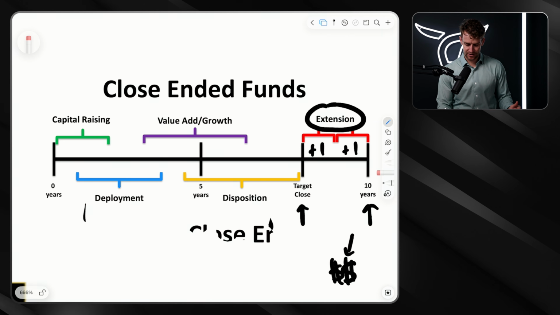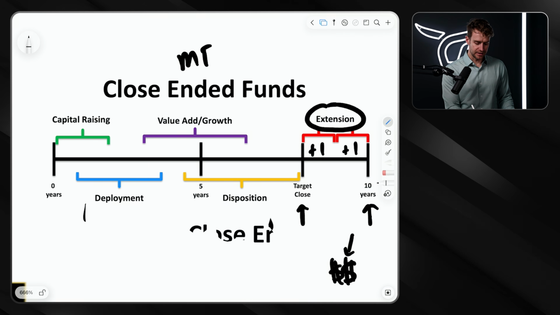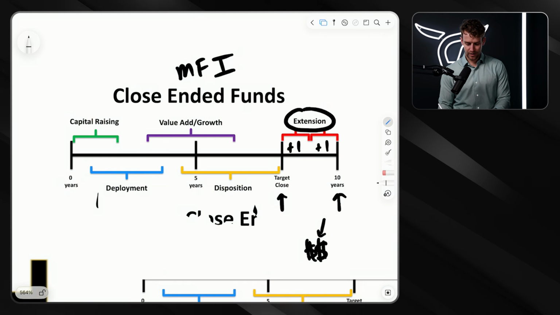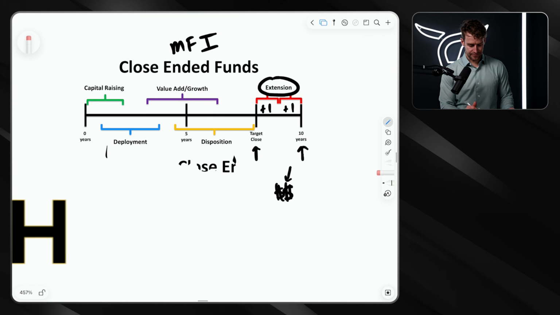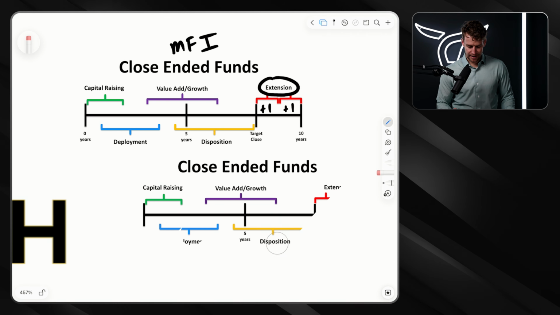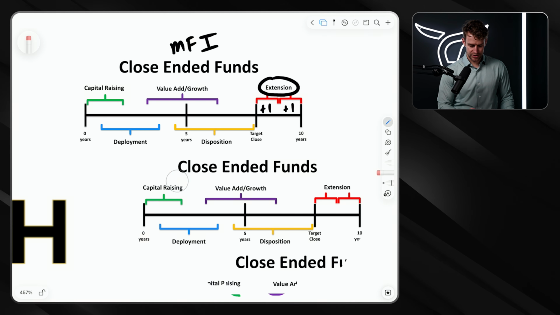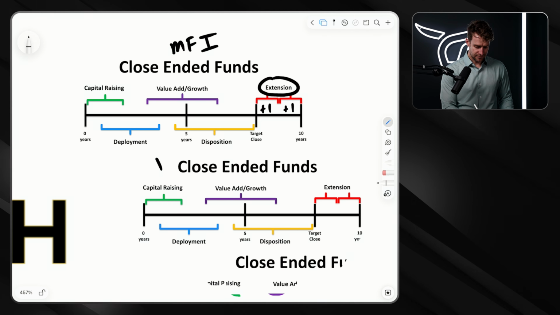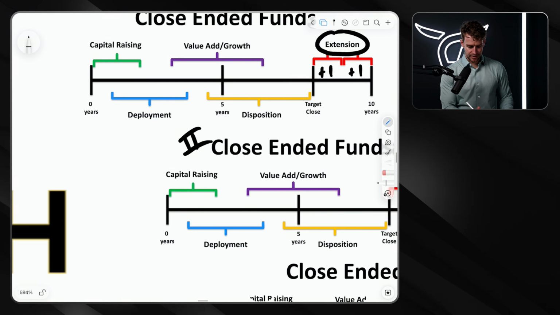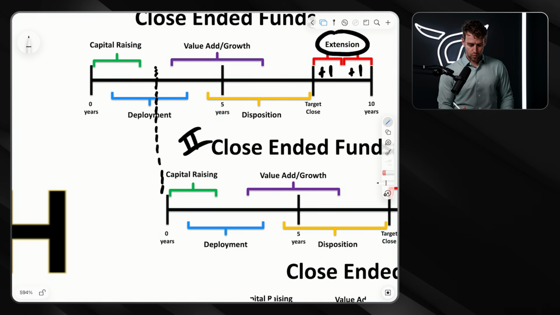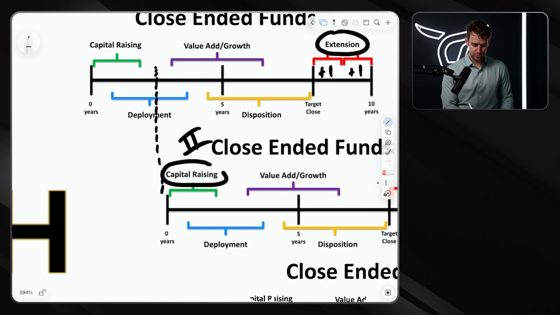Now, what is happening here? Let's call this multifamily Fund 1. Well, what happens is many funds, after they raise this capital, open up multifamily Fund 2, which you can see here. So I'll call this Fund 2. And if you notice on the timeline, as soon as we're done, middle of deployment here, we're raising capital for Fund 2. Does that make sense?